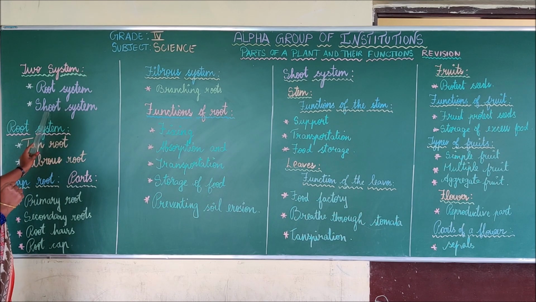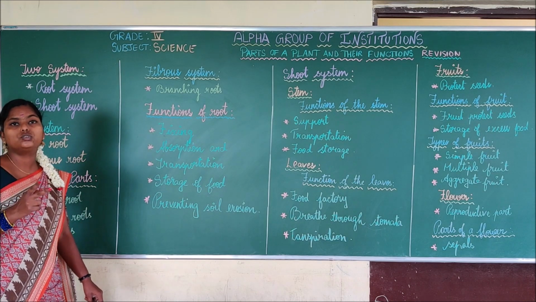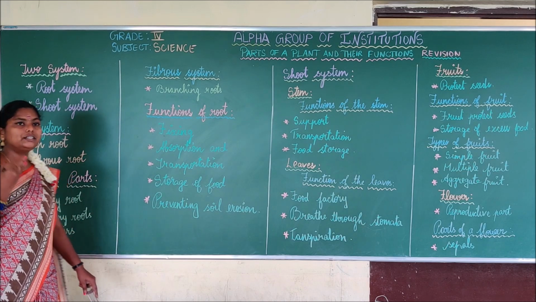Root system and shoot system. So now we will see what are all in the root system. Root system consists of two types. First one is taproot and next one is fibrous root. So in root system there are two types of roots. The first one is taproot and the second one is fibrous root.